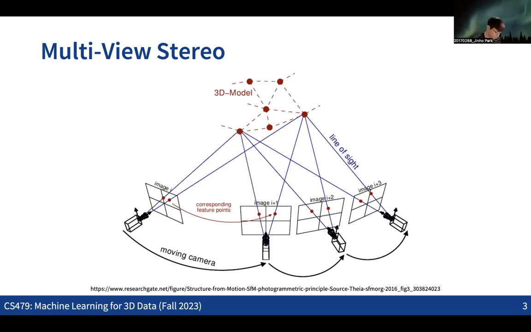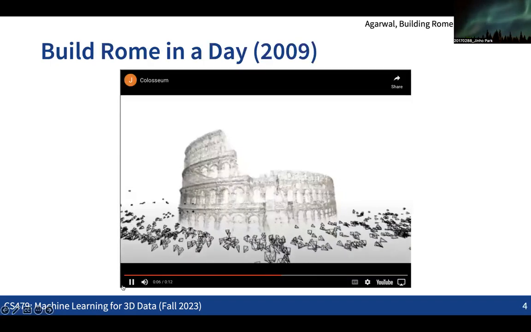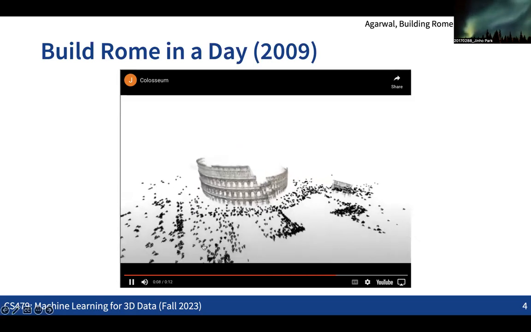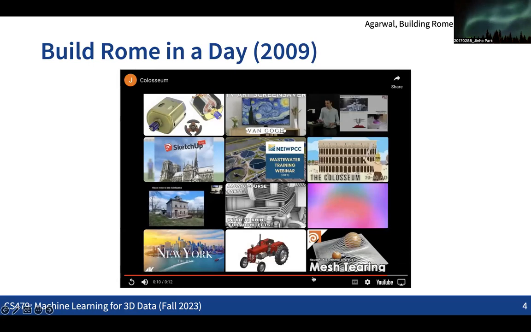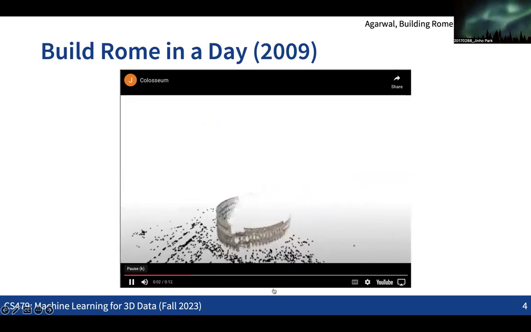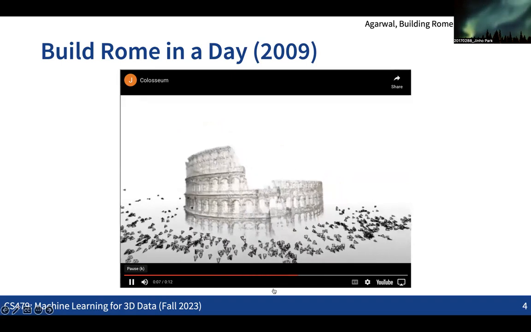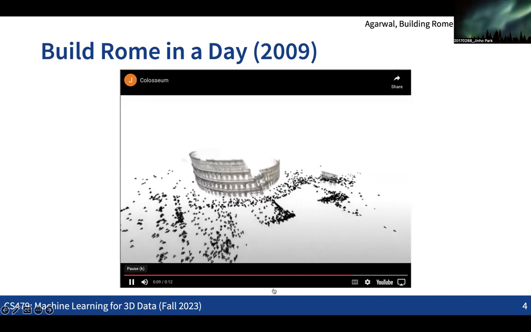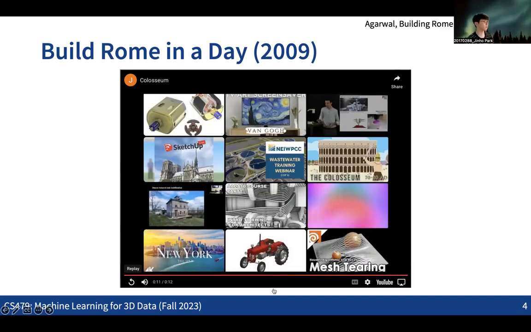So this is the kind of thing that we are going to discuss today. Even without a neural net, with a lot of images, people could get this kind of 3D reconstruction output. As you can see here, this is a result from 2009, reconstructing the entire Colosseum in Rome with all the internet images that people uploaded.